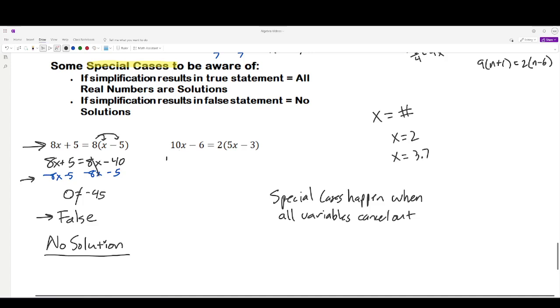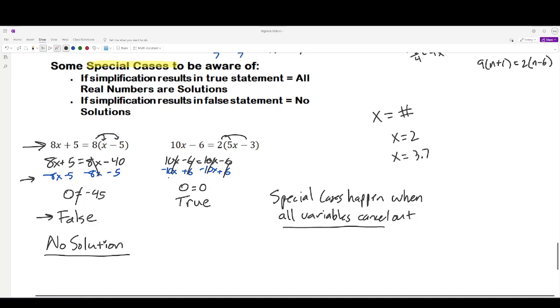On the right side, we have 10x minus 6 is equal to, let's just go ahead and distribute this. We get 10x minus 6. So hopefully you can already see that those are the same, but if not, we try to solve it. Plus 6, and we see that on the left, everything canceled. We're left with 0, and on the right, everything canceled. We're left with 0. So this says 0 is equal to 0. Again, all of our x's canceled out, so all of the variables are gone, but this time we're left with a true statement. 0 does equal 0.